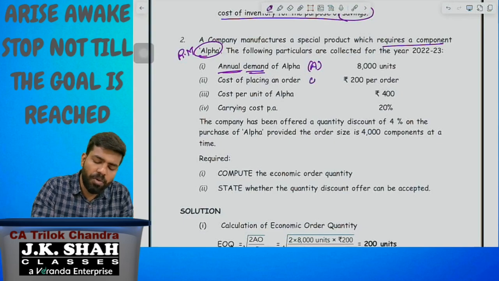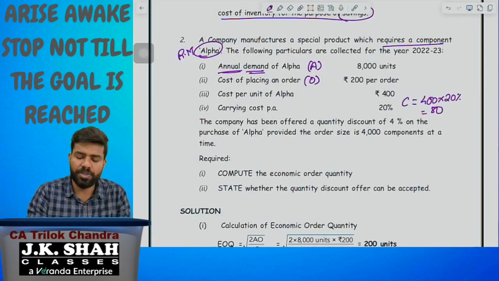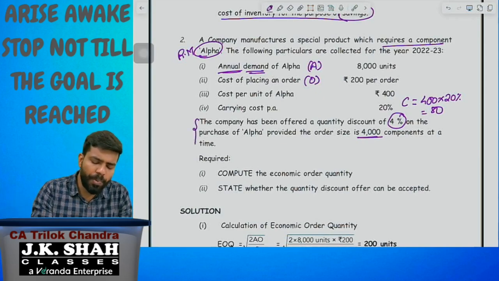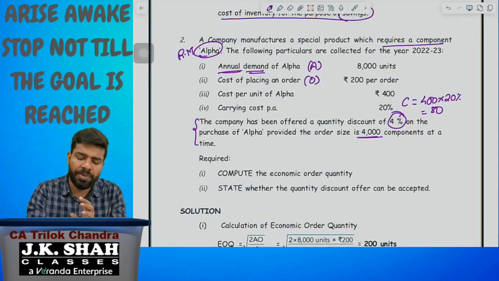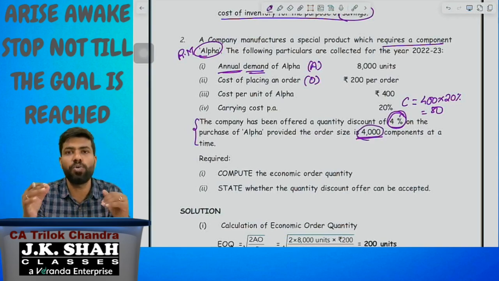Cost of placing an order, O, is 200 rupees. Cost per unit of alpha is 400, and carrying cost per annum is 20%, which helps to calculate C, that is 400 into 20%, which comes to 80 rupees. So they have given A, O, C. The company has been offered a quantity discount of 4% on the purchase of alpha, provided the order size is 4,000 components at a time. So in this question, one new point we are going to study is the discount policy. What is the discount offered? 4% when the lot size is 4,000. Generally, we call it the quantity discount.